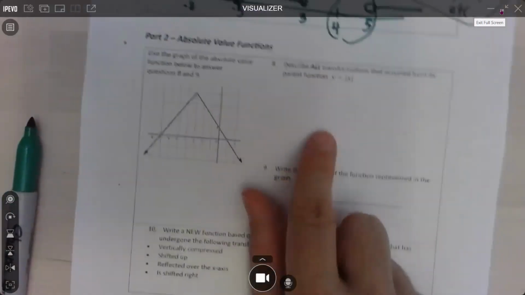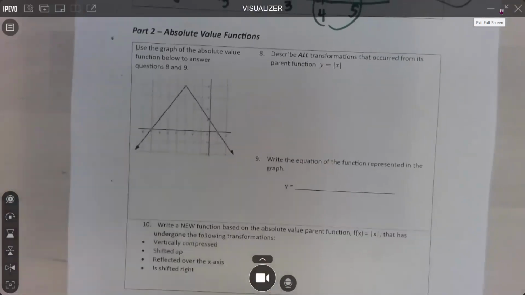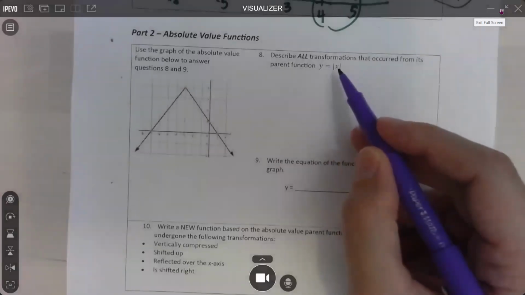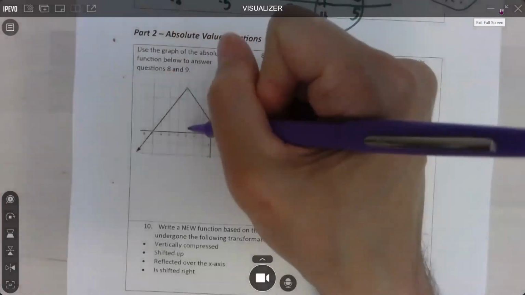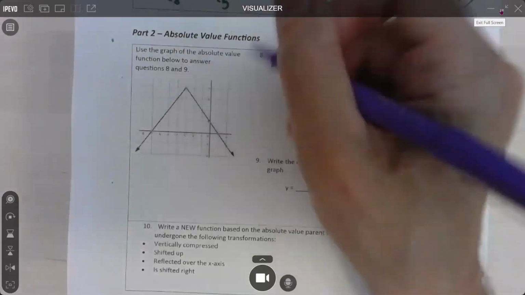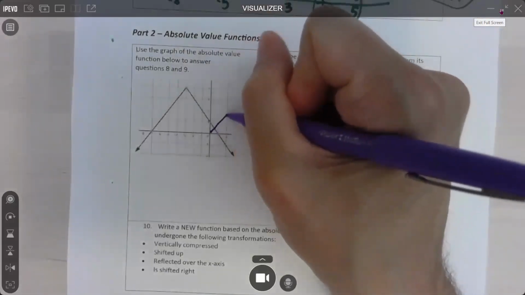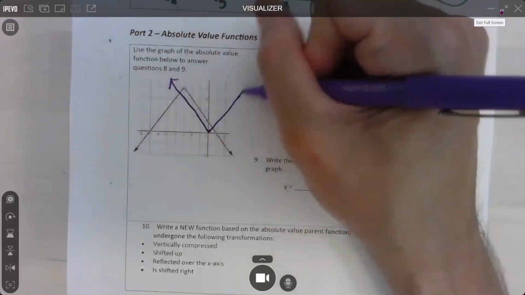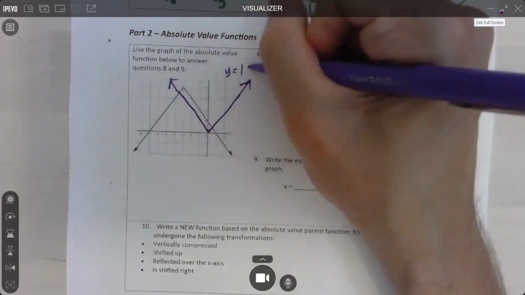For this one here, it's really helpful to just know your function rules. So the question says, describe all transformations that occur from the absolute value function, y equals absolute value of x, based off of what you see over here. Now, if you don't remember, the parent function for absolute value is simply going to be this V shape. Okay, so that's going to be y equals the absolute value of x.